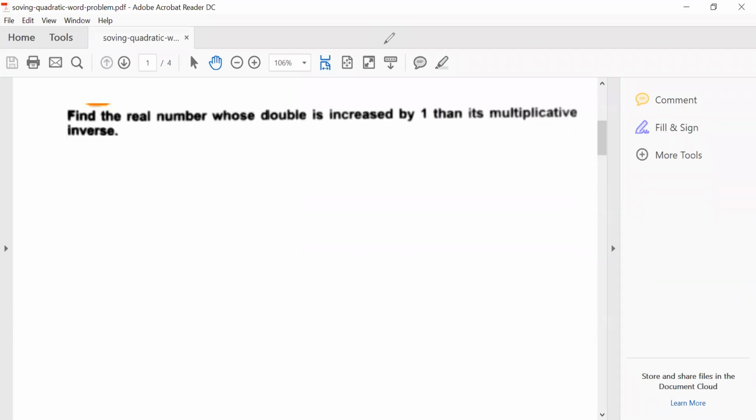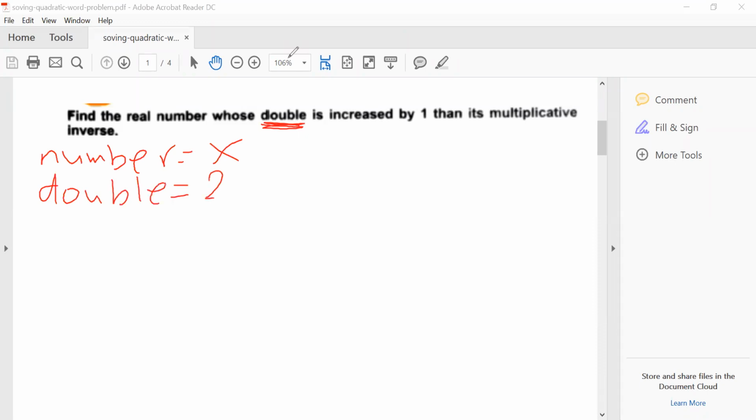Okay, find the real number whose double is increased by 1, then its multiplicative inverse. First, I want the number. I will consider the number to be x. Let's see what I have here as expression. I have double the number. What is double the number? We said double is 2x.